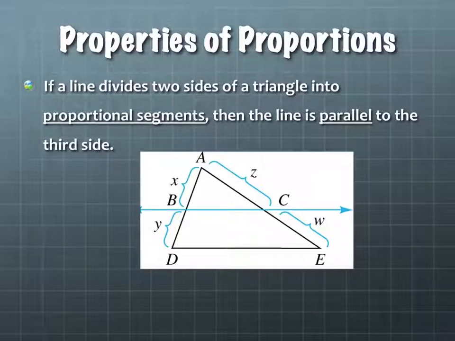This one does. So if I have that x over y is equal to z over w, then I know they're parallel. Or if I know they're parallel, then I have that corresponding ratio. So that's the second half of this.